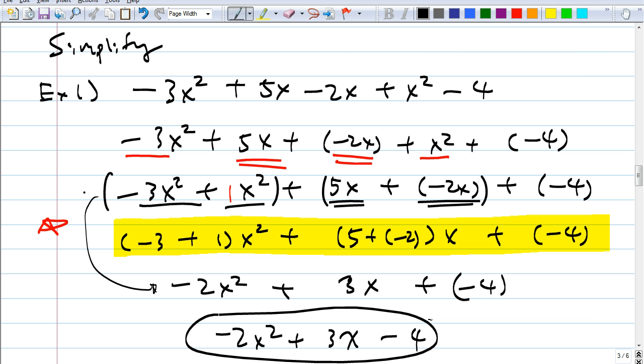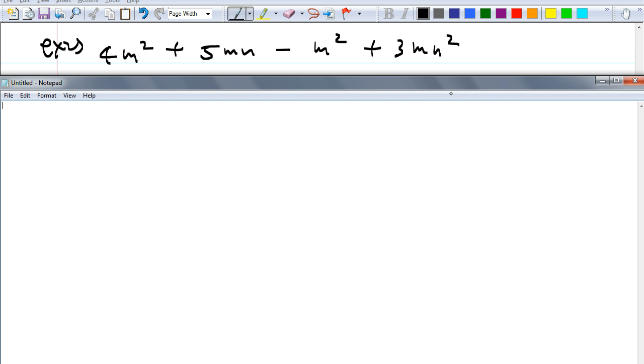Let's look at example 2 then. Why don't you try this yourself? Okay, I'll give you a minute or two, so it shouldn't take too long. Go ahead. I got 4m squared plus 5mn minus m squared plus 3mn squared. Go ahead, everybody try.